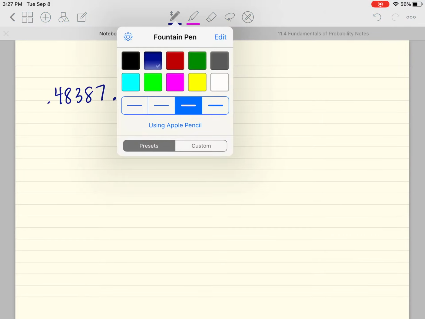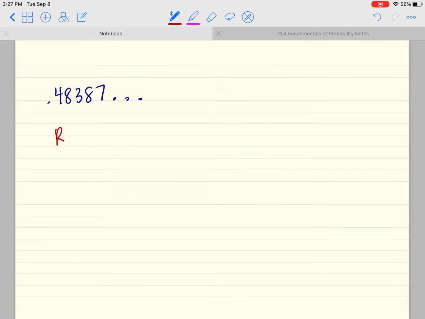If I said round this to the 10th place, the 10th place is here. So if I want to round to the 10th place, what I have to do is look at the next number. So I have to look at the 8 and decide if that rounds the number up or down. So since 8 is bigger than 5, it would round this up.